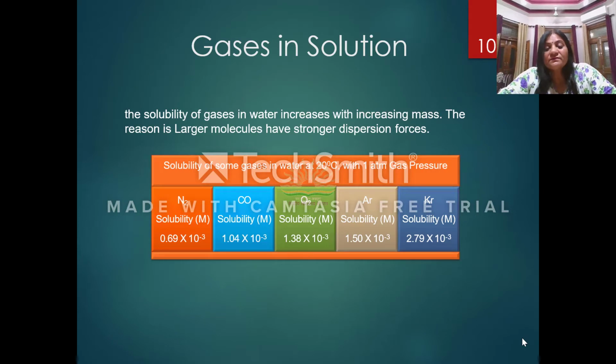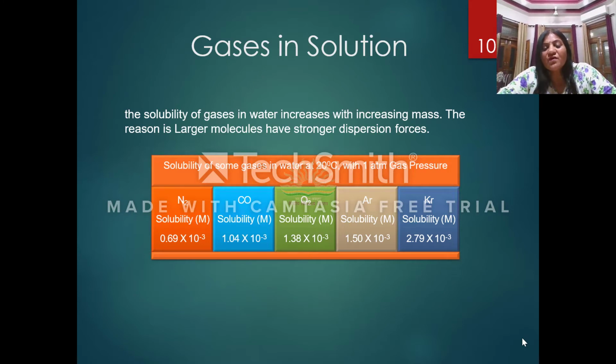Gases in solution. This is a very important law, Henry's law, an important portion of this chapter. How gases dissolve in the given liquid to form a solution. The solubility of gas in water increases with increasing mass. The reason is that larger molecules have stronger dispersion forces. These forces we have already studied in the chapter States of Matter in class 11th.